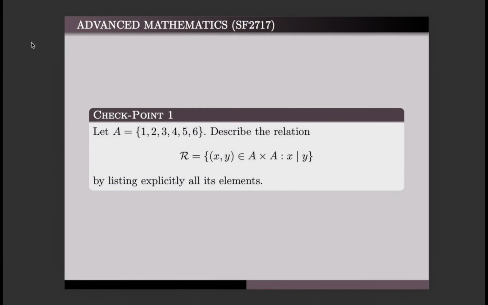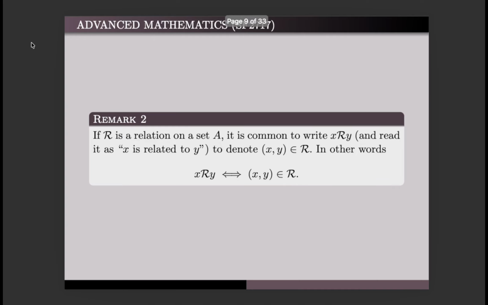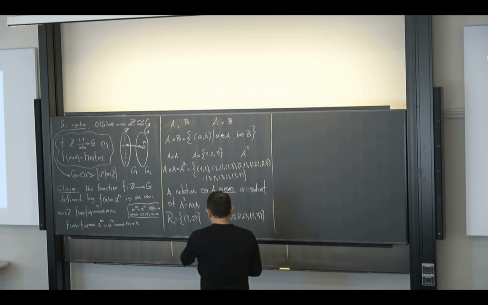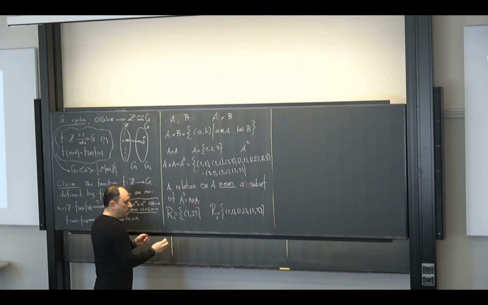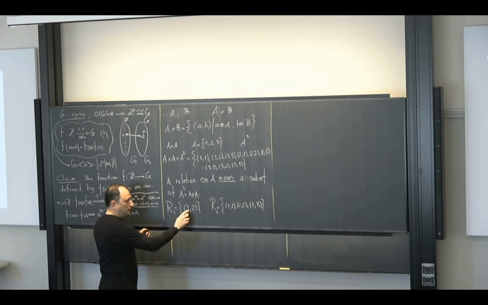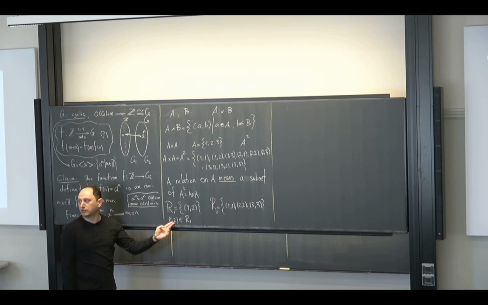Now this is a checkpoint. I want you to just do it yourself. These are very, very simple ones. But remark 2 is a good one. This is some kind of notation that from now on we want to use. Let me explain this notation here. In principle, in the language of set theory, I can write that this element (1,2) belongs to R1. Do you agree? This is the standard notation.